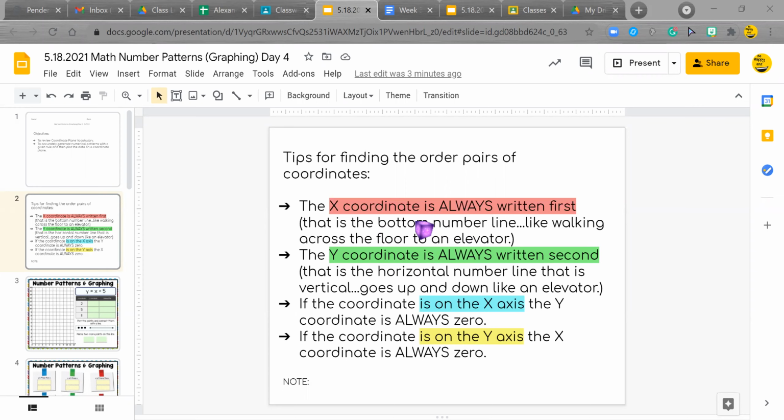Remember you find the X coordinate walking along that bottom line. It's also known as a horizontal number line. Also, the Y coordinate is located on the vertical line. That's the one that goes up and down. Remember, you walk across and then you go up. It's like walking to the elevator, pushing the floor you need to get to: Y.